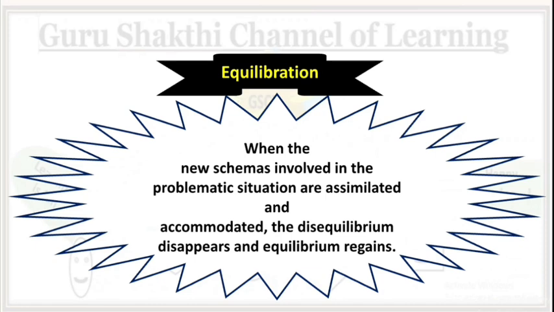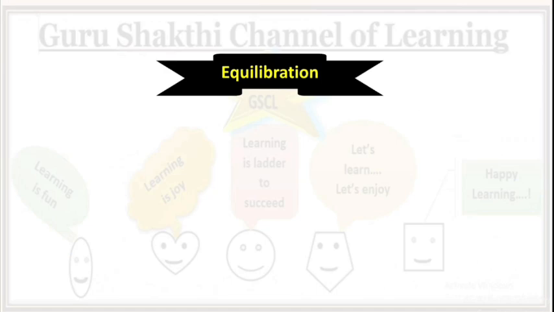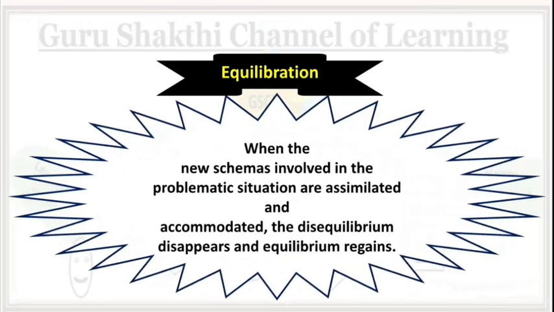The child reaches the mental state of peace and regains its equilibrium. When the new schemas involved in the problematic situation are assimilated and accommodated, the disequilibrium disappears and equilibrium regains. This is called equilibration.